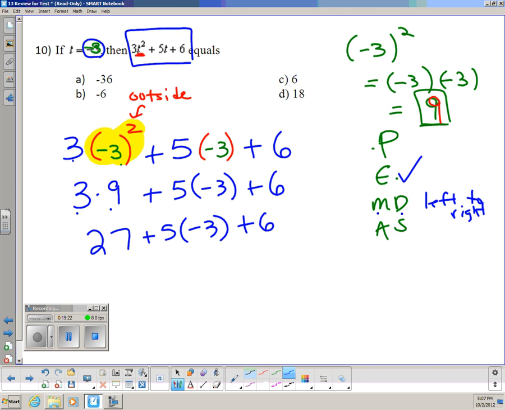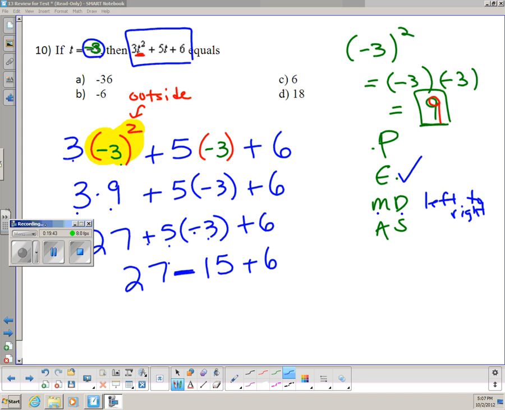I still have another multiplication problem to do. It's 5 times negative 3, which is negative 15. So I can write that as plus negative 15, or I can write it as minus 15. It doesn't matter. I'm actually going to write it as minus 15. I think that's easier for most people to understand. I have a positive times a negative, which gives me a negative, which makes me subtract 15. Notice there's only one negative sign. I'm not subtracting negative 15.